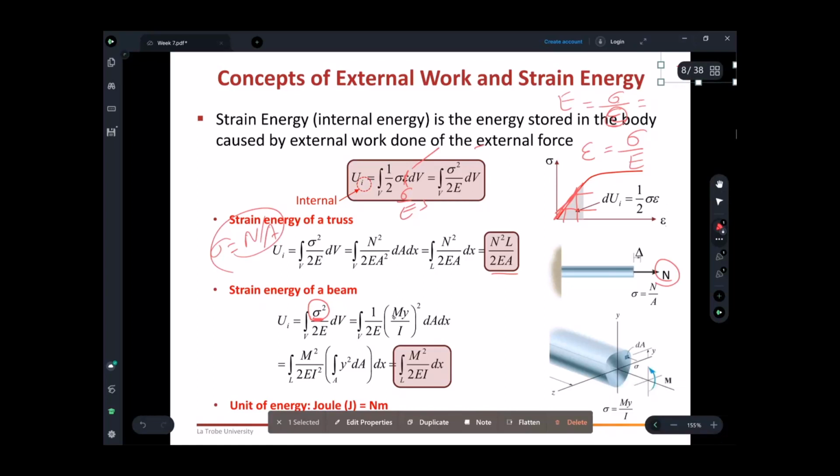Here, bending moments, distance where I want to find, and if you just do these integrations, you will find this internal energy in the beam.